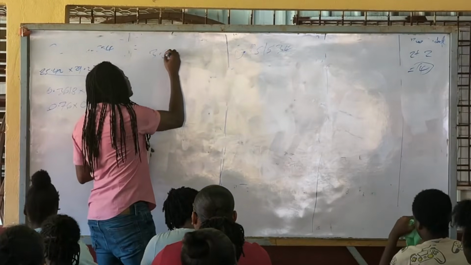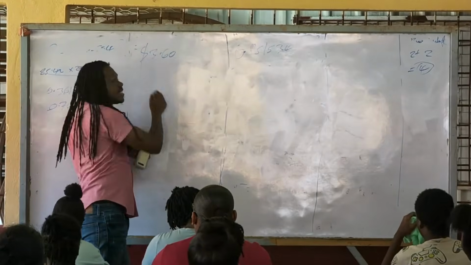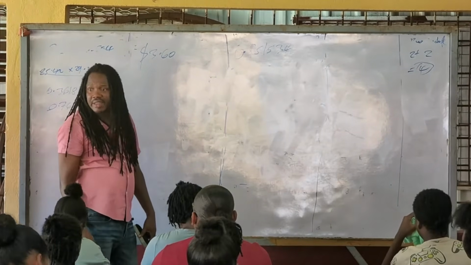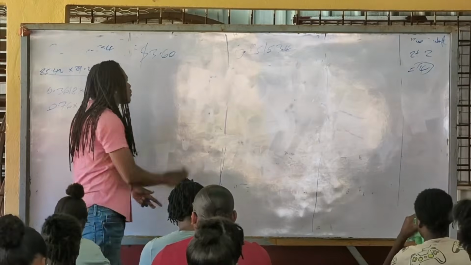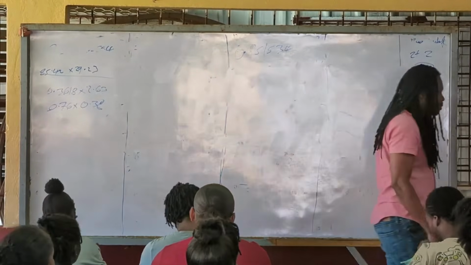$3.60 is 3.60. All I do is put the dollar sign. See there? It's a decimal. Everybody understand that? Good. So what we do now? Division of a decimal now.